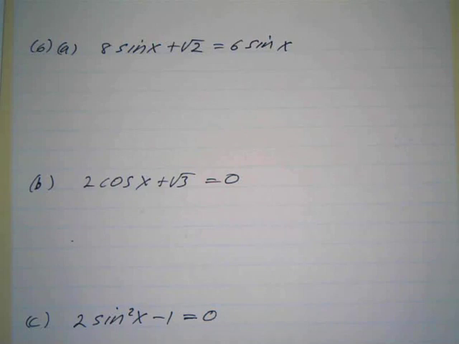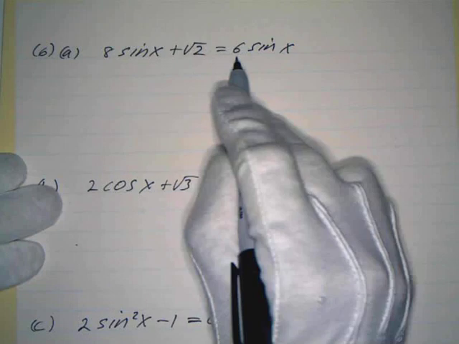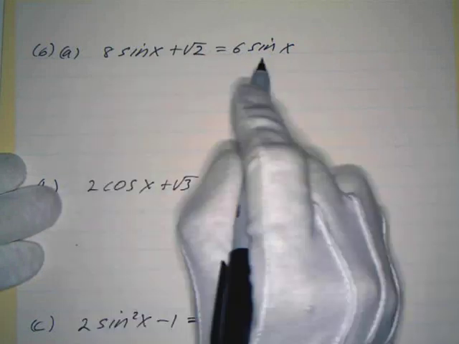Okay, these are some more equations. Call this number 6, A, B, and C. And they get a little bit longer, but not too bad. Now again, 8 sine of x plus the square root of 2 equals 6 sine of x is an equation.